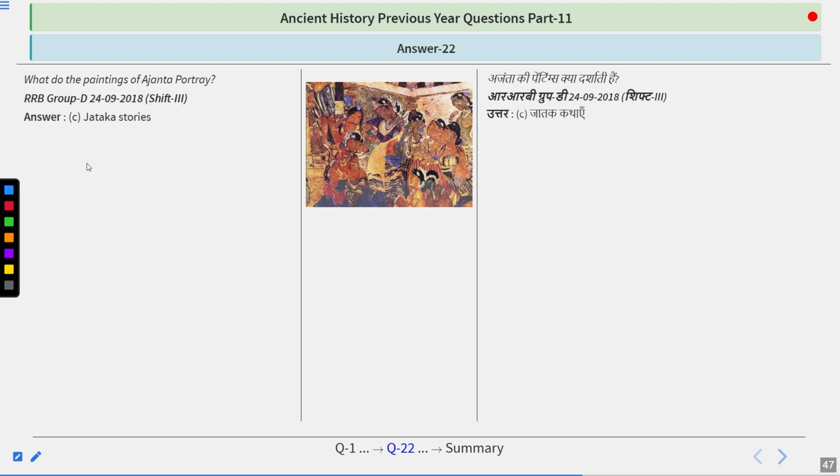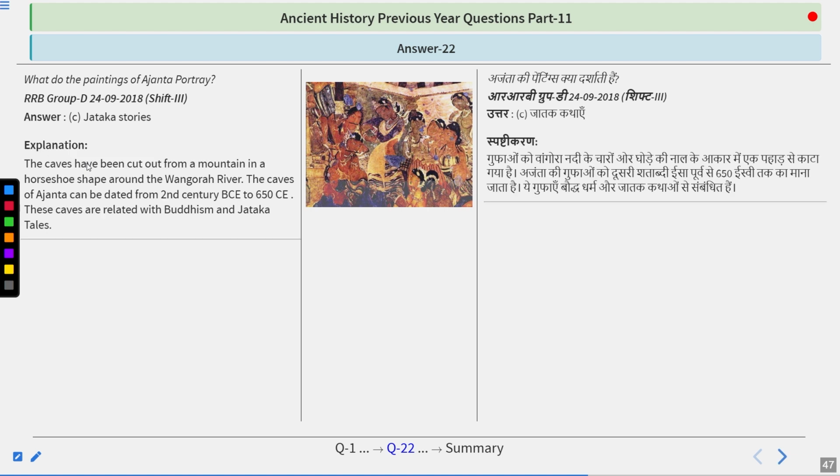Answer is simple. We just discussed Jatak stories. Jatak stories are related to Buddhism. These are the stories that tell about the earlier incarnations of Gautam Buddha. The caves have been cut out from the mountain in a horseshoe shape around the Vangora river. The caves of Ajanta can be dated from 2nd century BC to 650 CE. These caves are related with Buddhism and Jatak tales. So the answer of this question is Jatak story.